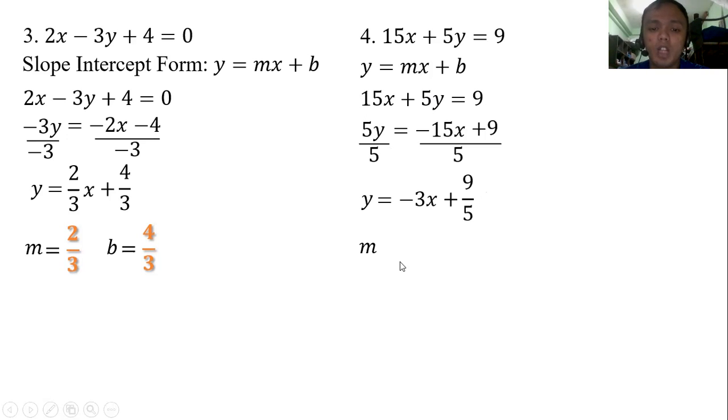What is this slope? What is our m? Negative 3. What is b? 9/5. Okay?